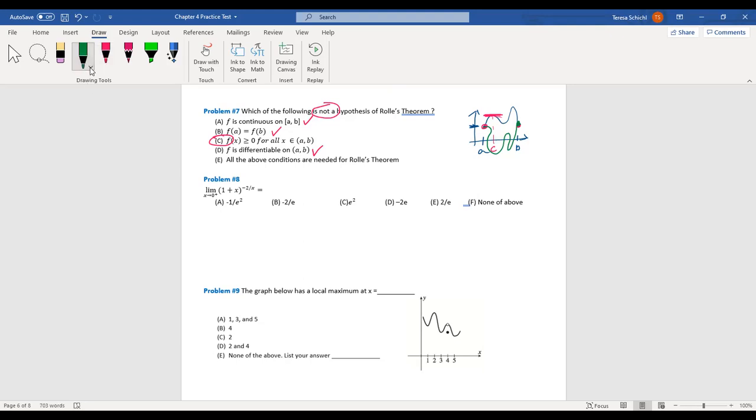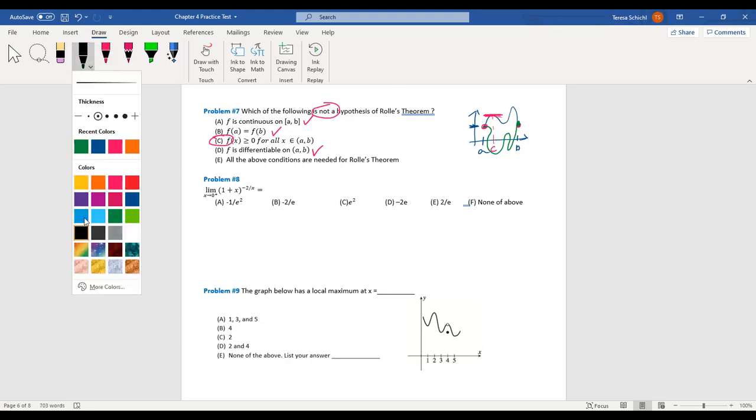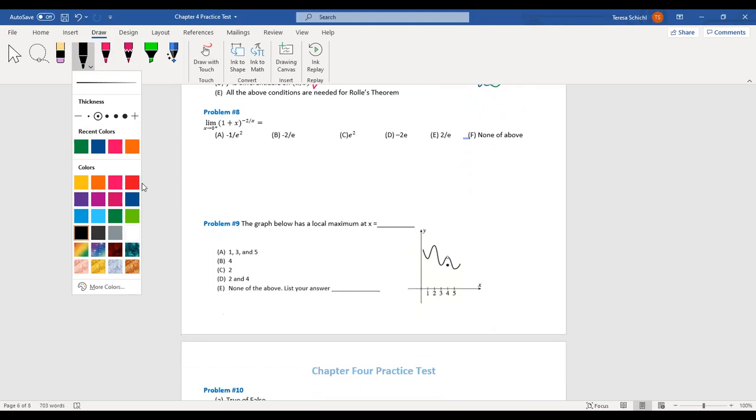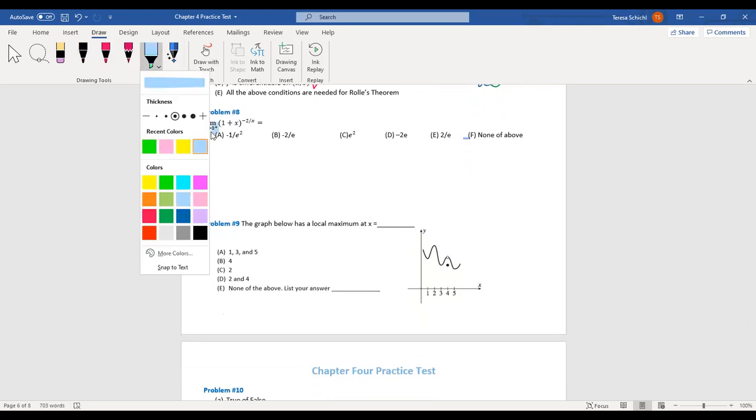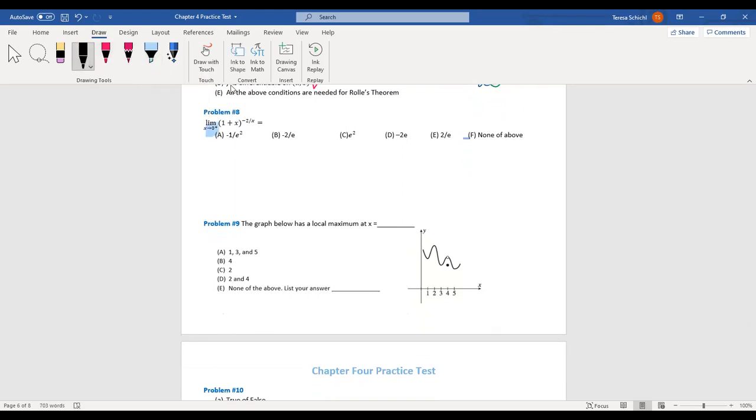Okay, now let's take a look at problem number 8 here. For number 8, I'm going to find the limit here. So it's (1 plus x) to the negative 2 over x. So when x approaches 0, let's see what this is going to be. When x approaches 0, this 1 plus x will approach 1 to the what? Negative what? Infinity. So we know 1 to the infinity is an indeterminate form, so I don't know what the limit is. So what do we need to do?